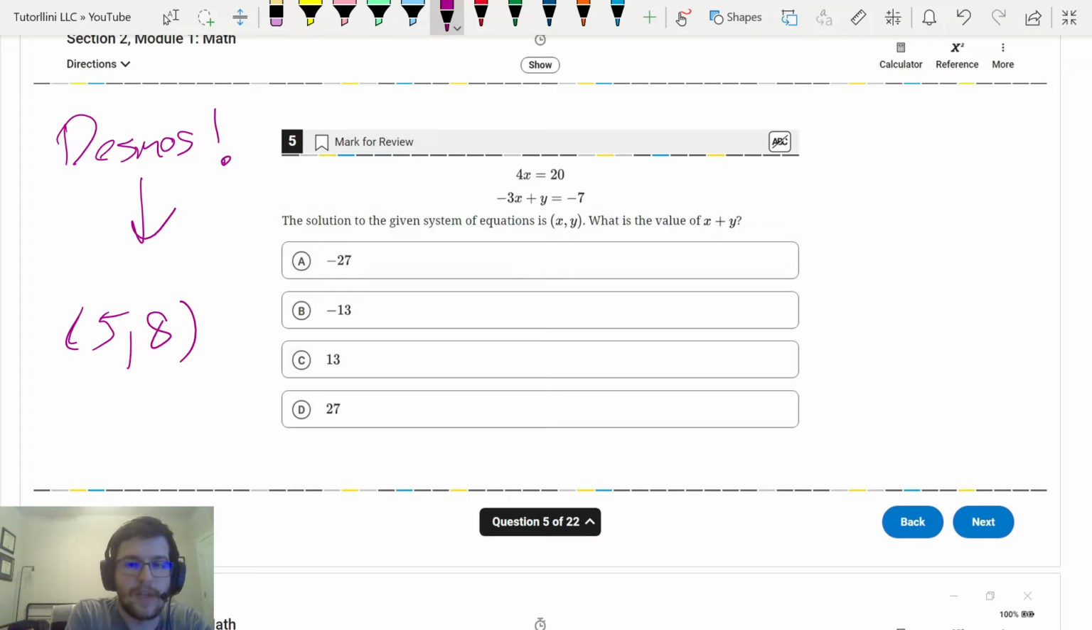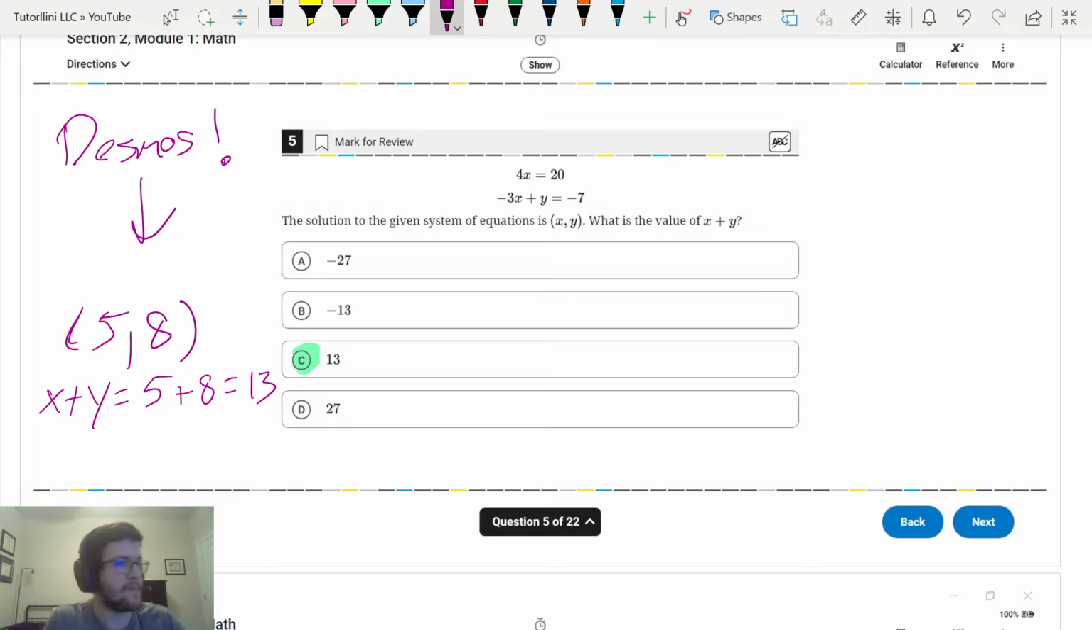And it wants me to know, what is the value of x plus y? Okay, so x plus y, x is 5, and y is 8. So we get 13. And that is answer choice C.